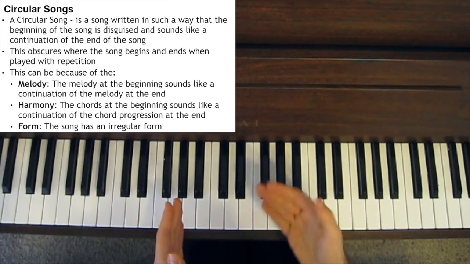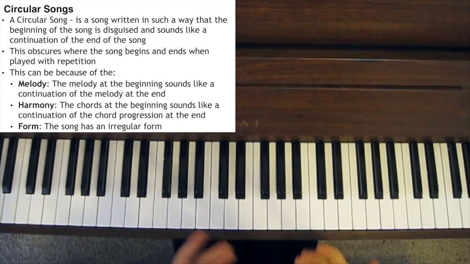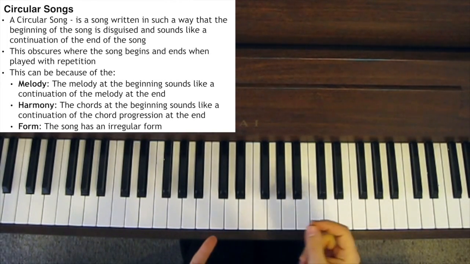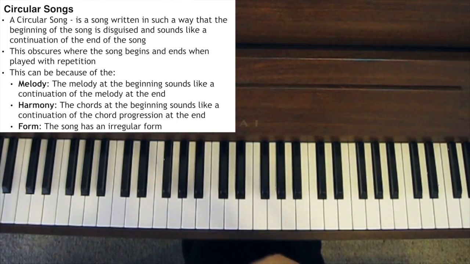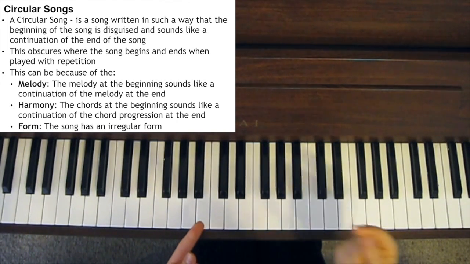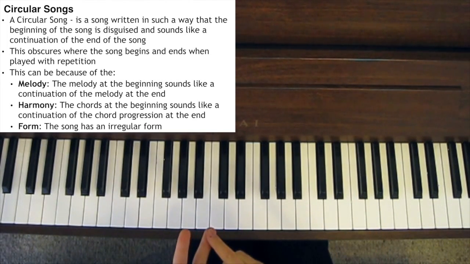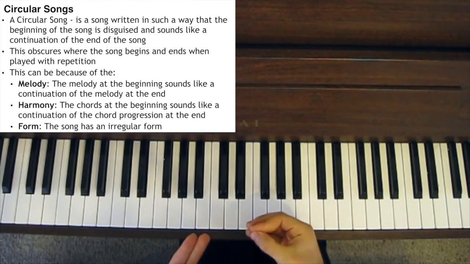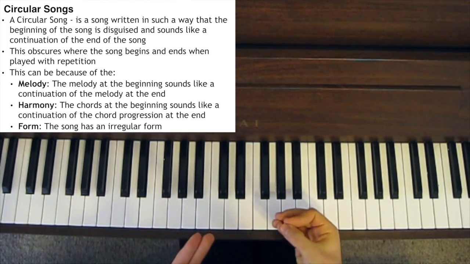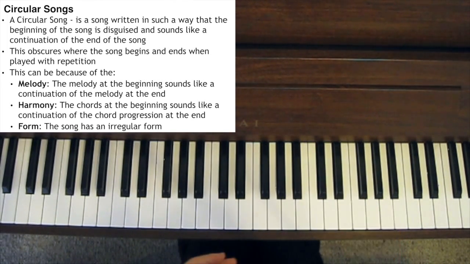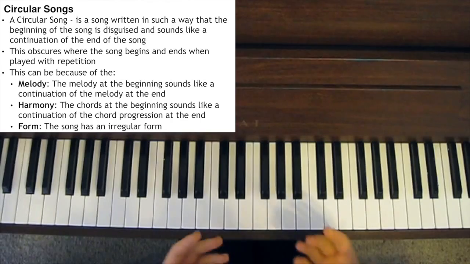your next repetition is. Now, this can happen because the melody at the beginning of the song sounds like a continuation of the melody at the end of the song, where the chord progression at the beginning of the song sounds like a continuation of the chord progression at the end of the song, or where the song has an irregular form which makes it sound circular.